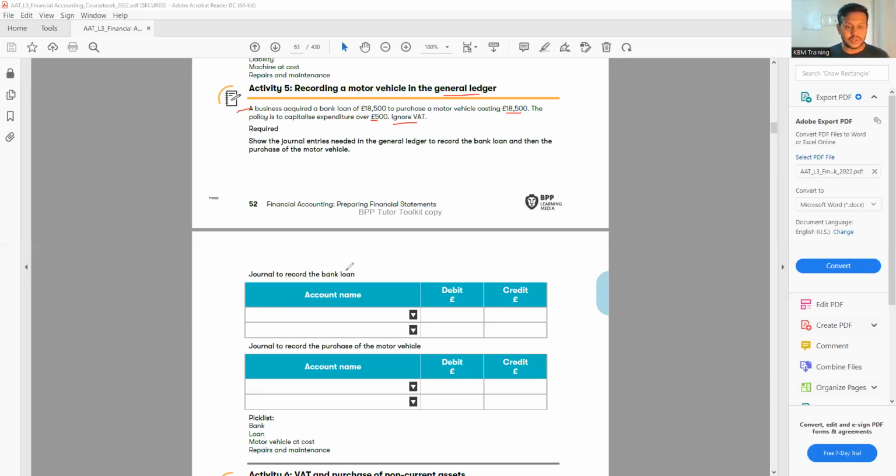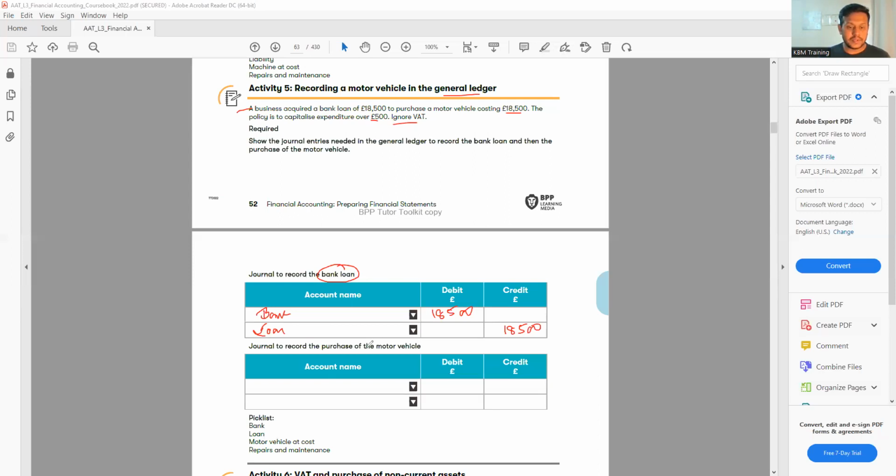So first, a journal to record the bank loan. If I take a loan, what happened? If I take a loan, my money will come to my bank. So my bank will go up, my asset will go up. So bank will be debit because I took a loan. Bank is debit 18,500. And at the same time, it will create a liability because if I take a loan, I have to pay it back. So loan account will be credit. Loan is credit 18,500.